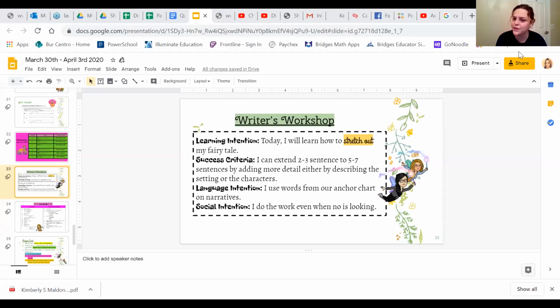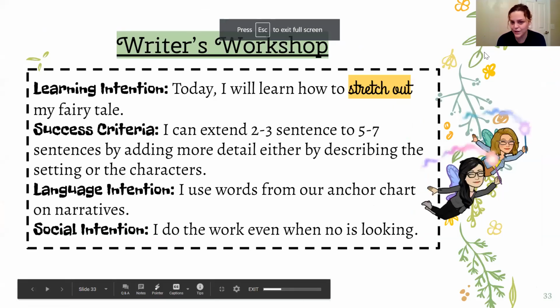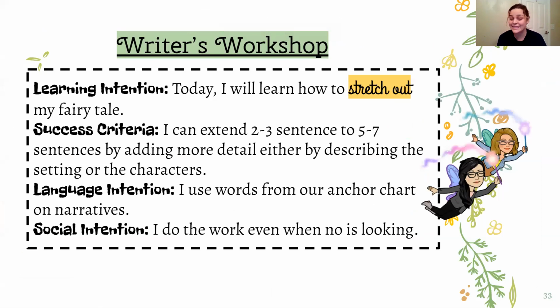And we'll begin with our learning intentions for today, as we always do, because that's what we do at Burlington. Learning intention: today I will learn how to stretch out my fairy tale. My success criteria: I can extend. Extend is just a juicy word for stretch out, but I can extend 2 to 3 sentences to 5 to 7 sentences by adding more detail, either by describing the setting or the characters. My language intention: I use words from our anchor chart on narratives, which I'm about to show you. Social intention: I do the work even when no one is looking.